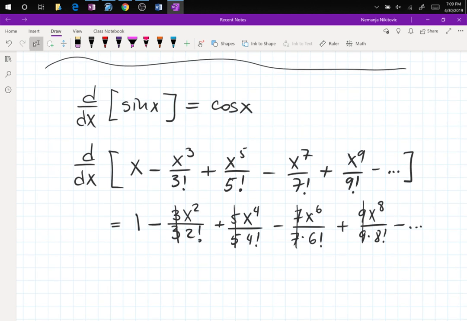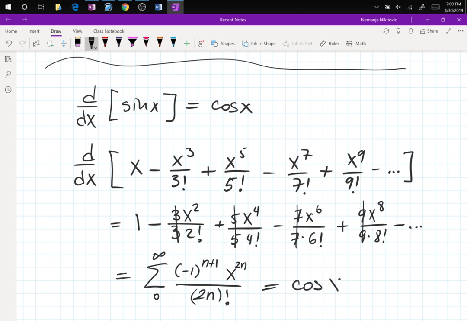Absolutely not. So do we see now why? Right. So now, if you take a look at this, what is this? This is a summation. I'm not going to forget you now. The sum of (-1)^n (n plus 1) x to the 2n divided by (2n) factorial, from 0 to infinity, which is your dear beloved cosine x. So the derivative of sine is cosine.